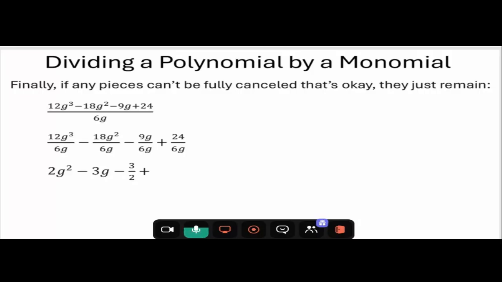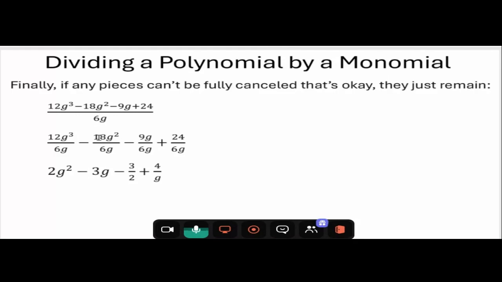What about that g? Well, it's just stuck there, nothing to cancel, so it just stays there, and there's nothing wrong with that. Okay? So if you're left with stuff on the bottom, it just stays on the bottom. Also, if any of these fractions had not canceled at all, like this 18 over 6, what if that was 17 over 6? That would just stay 17 over 6. Nothing to do with it, right?